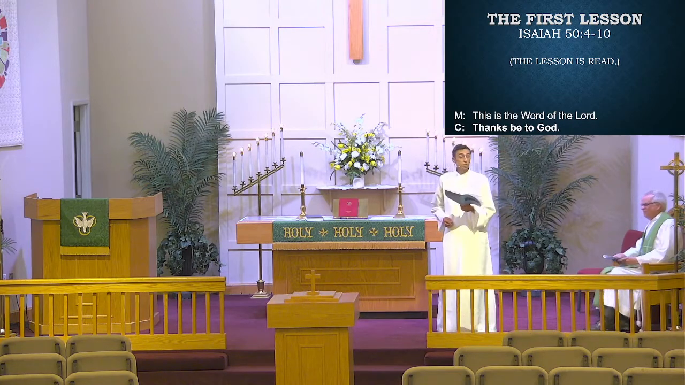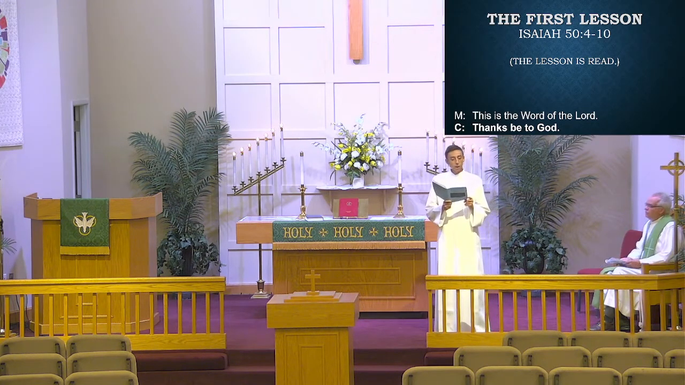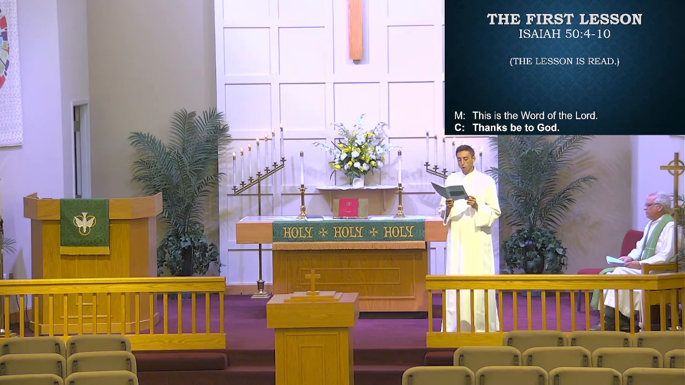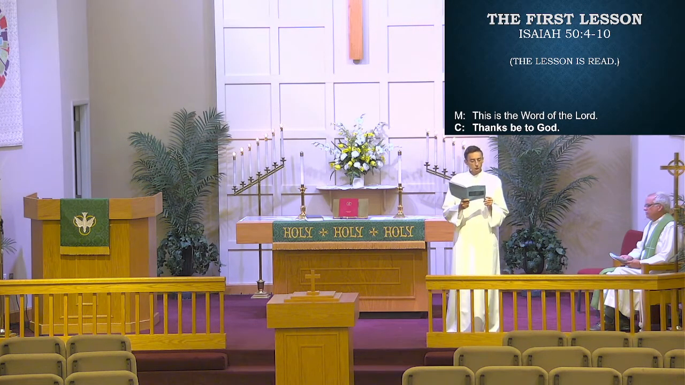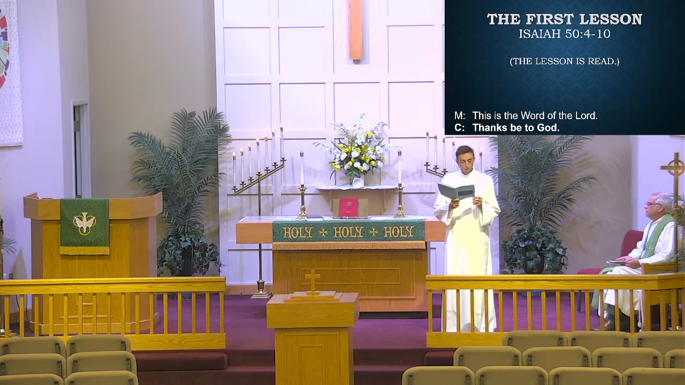Our first lesson is taken from Isaiah chapter 50. We read, "The sovereign Lord has given me a well-instructed tongue to know the word that sustains the weary. He wakens me morning by morning, wakens my ear to listen like one being instructed. The sovereign Lord has opened my ears. I have not been rebellious. I have not turned away. I offered my back to those who beat me, my cheeks to those who pulled out my beard. I did not hide my face from mocking and spitting. Because the sovereign Lord helps me, I will not be disgraced. Therefore have I set my face like flint, and I know I will not be put to shame.